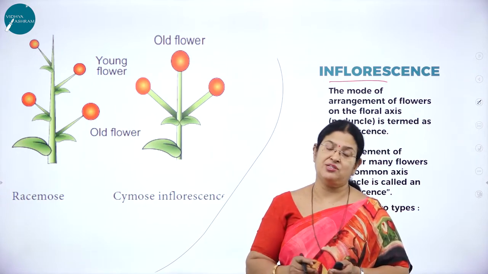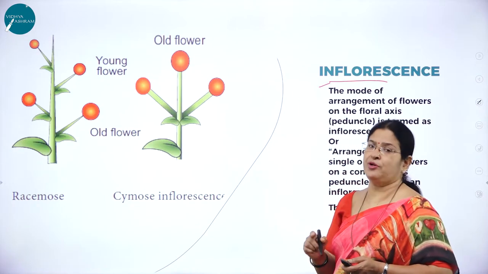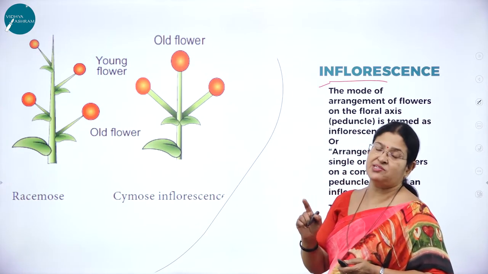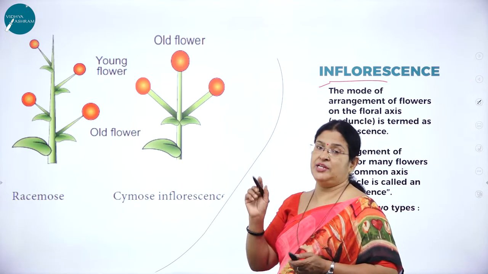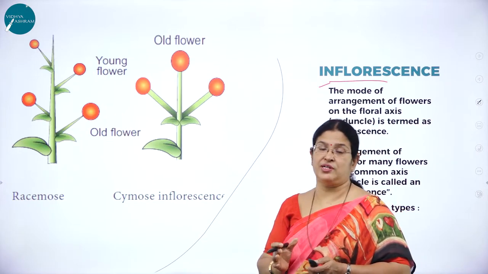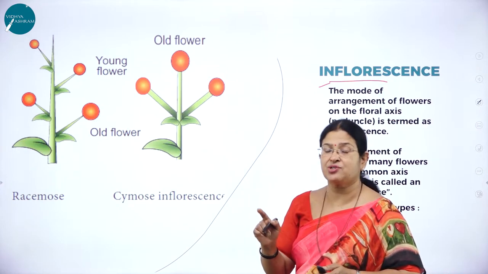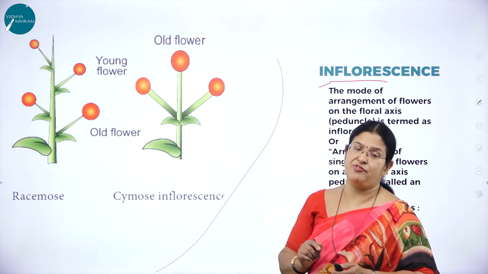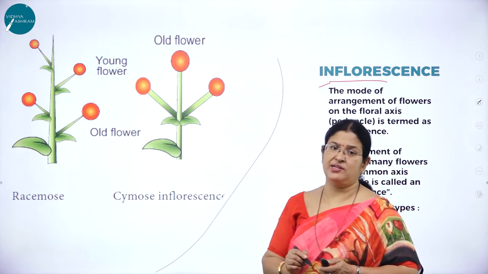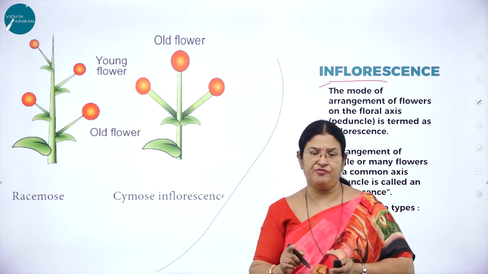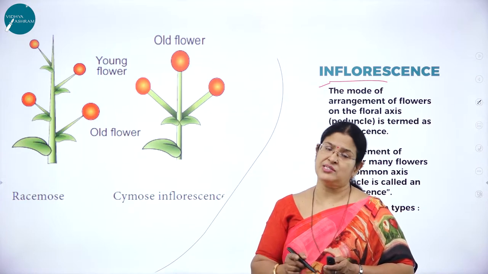The bunch of flowers or the cluster of flowers is called inflorescence. Hope you remember, the stalk of a flower is called as what? Pedicel. Here the bunch of flowers are borne on a stalk called peduncle. There it is called pedicel. The stalk of a flower is called pedicel. Here the stalk of an inflorescence is called peduncle. So these two very important things you have to understand. In a single flower, the stalk of a flower will be called as pedicel, but in inflorescence, the stalk is called as peduncle.